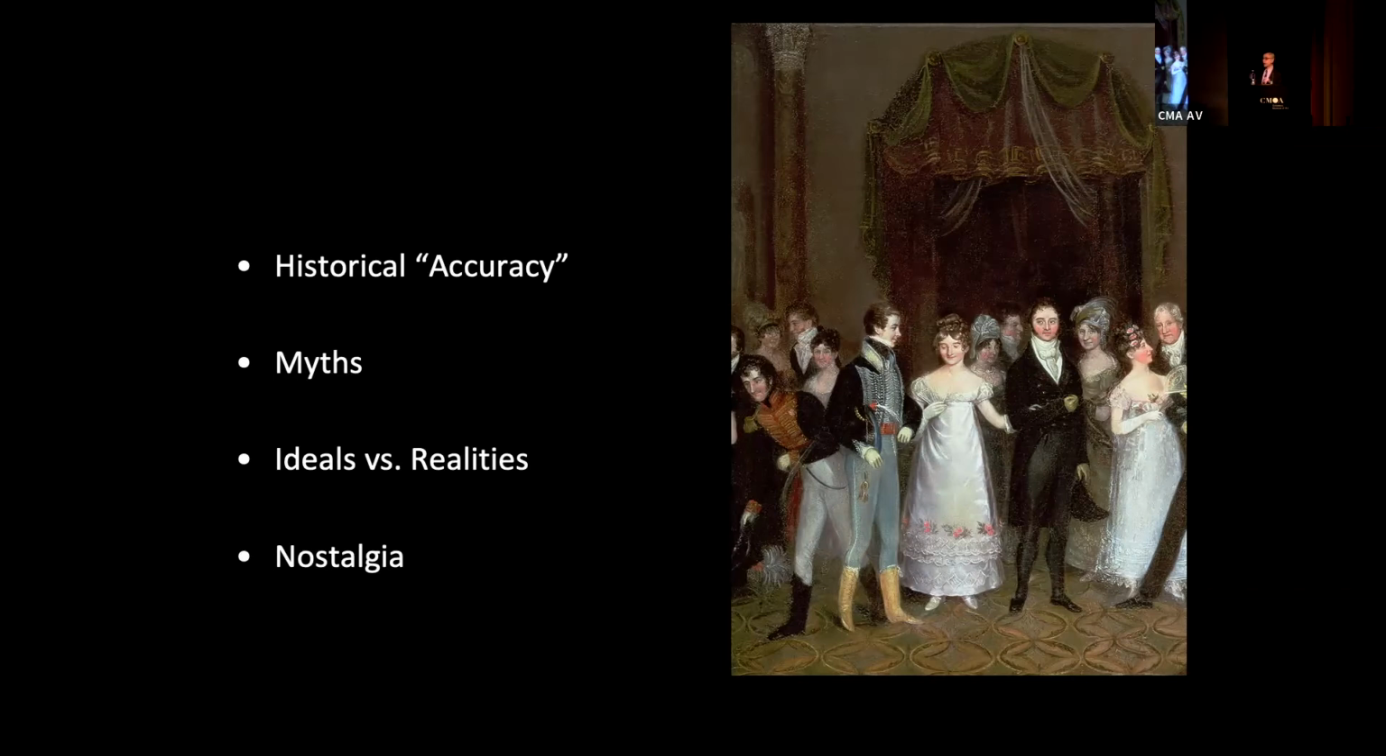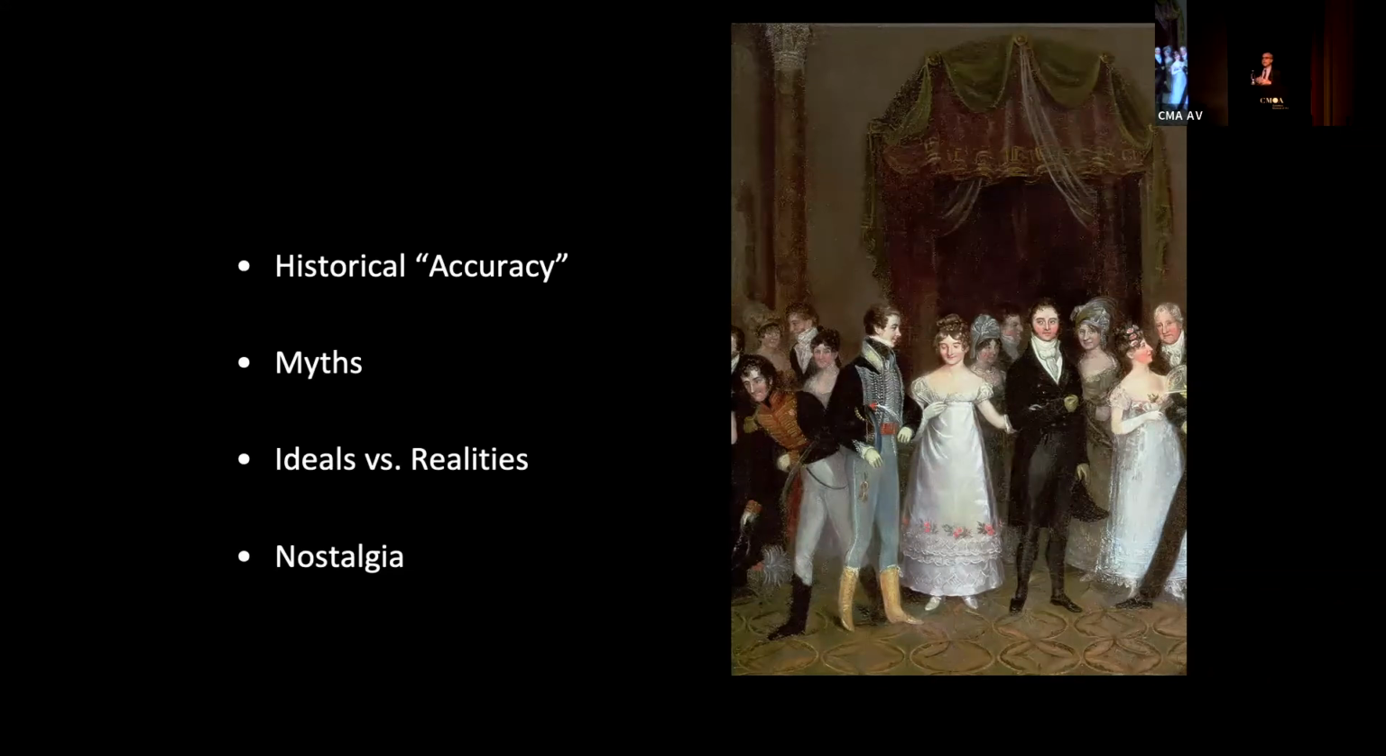So I'm going to talk about historical accuracy, and there's one specific aspect of Regency dress that I want to use to address that. Myths of Regency clothing, for example, that they didn't wear corsets, which is not technically true. They did wear stays. They just look different, and we'll see examples of that.